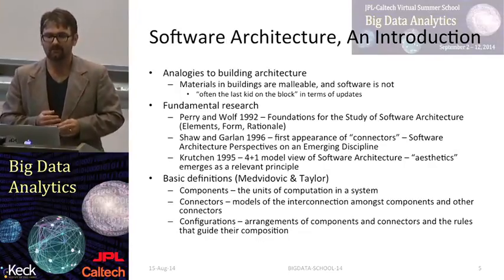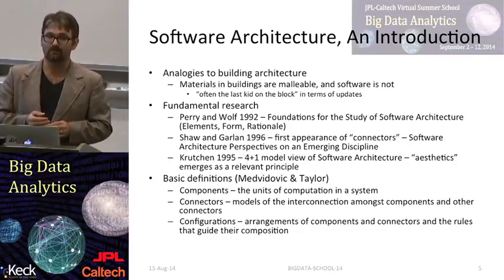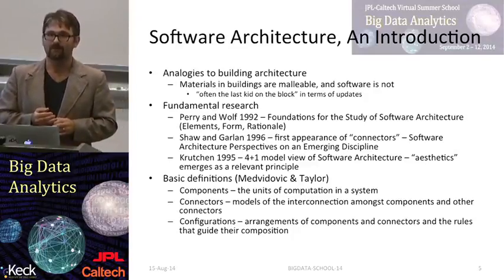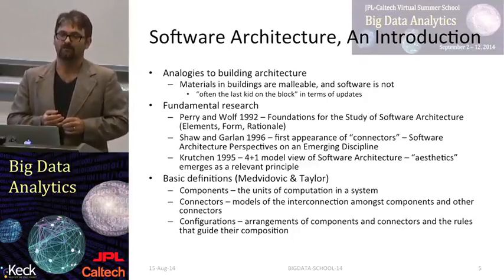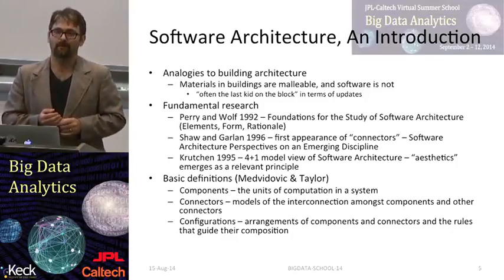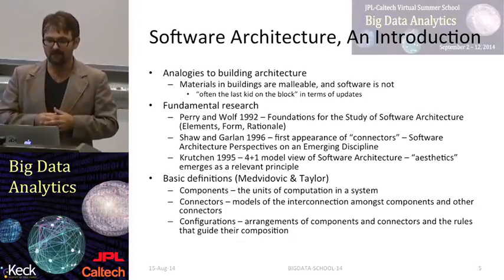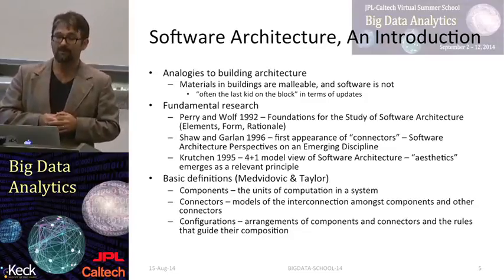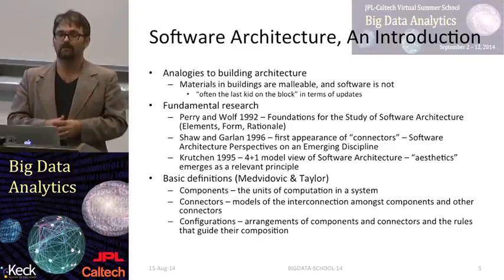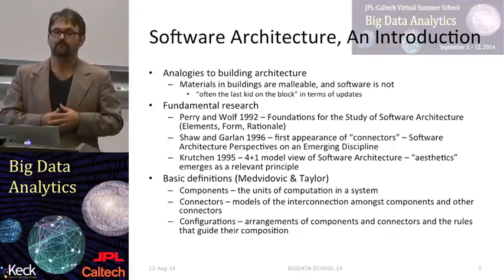Software architecture has enjoyed at least 20 years of fundamental research. Some of the early research on software architecture was done by Dewayne Perry and Alexander Wolf in 1992, and they had a seminal paper called The Foundations for the Study of Software Architecture that they published in Software Engineering Notes, which is an ACM publication, or SEN. Basically what Perry and Wolf will tell you is that software architecture really boils down to thinking about the design of software as elements, form, and rationale. What they're talking about there are the elements of your software system in the form of components, the units of computation, the form, the way that you put those components together, and the rationale for doing so.